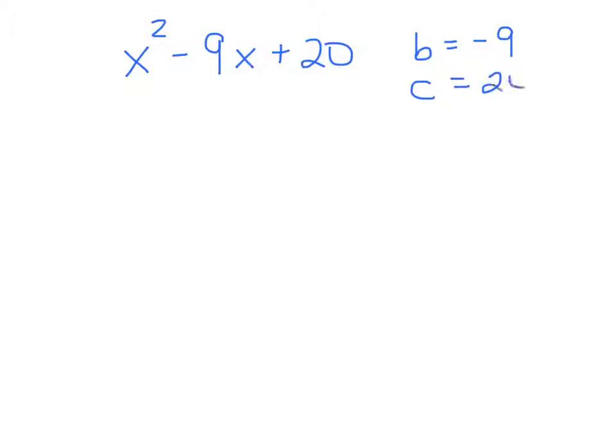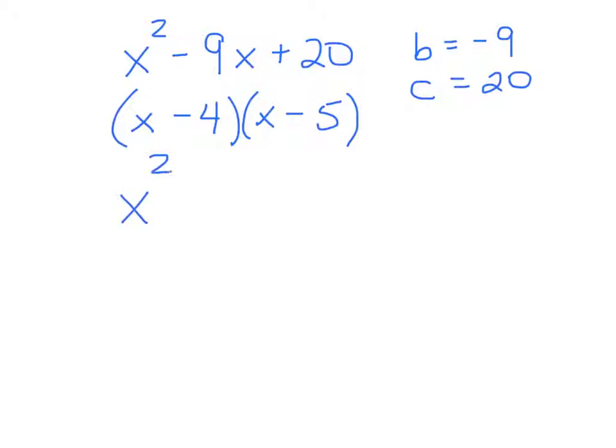Okay, how about x squared minus 9x plus 20? So again, we have b, in this case negative 9, minus is a negative, and c positive 20. Factors of 20 that add up to negative 9, minus 4, and minus 5. And there's our factored form. Let's do still another. How about x squared minus 3x minus 28.